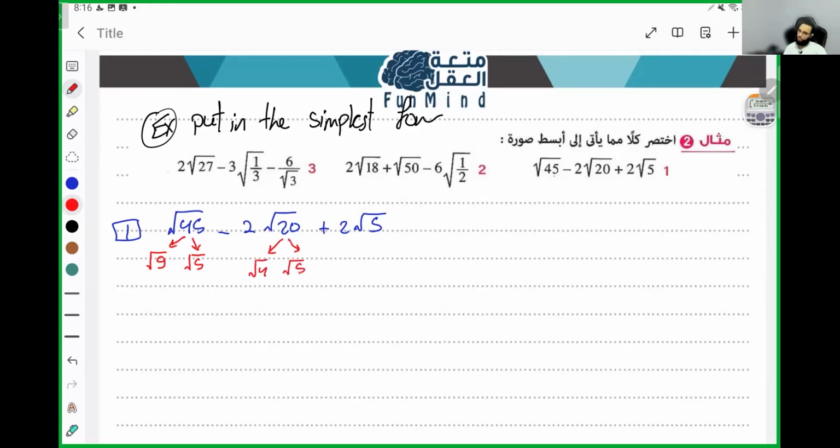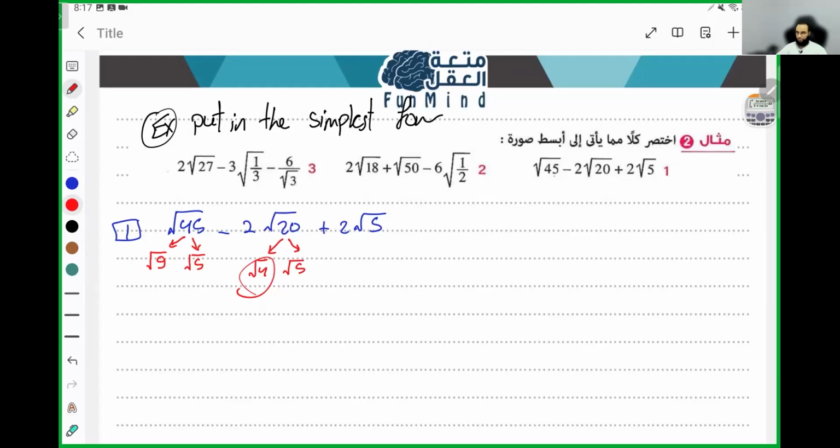Also 20 I can decompose into root 4 times root 5, because root 4 is 2. What about root 5? It's the simplest form. Can I decompose it again? Only 5 times 1, and that doesn't change anything. Times 1 doesn't work. We are talking about numbers other than 1.